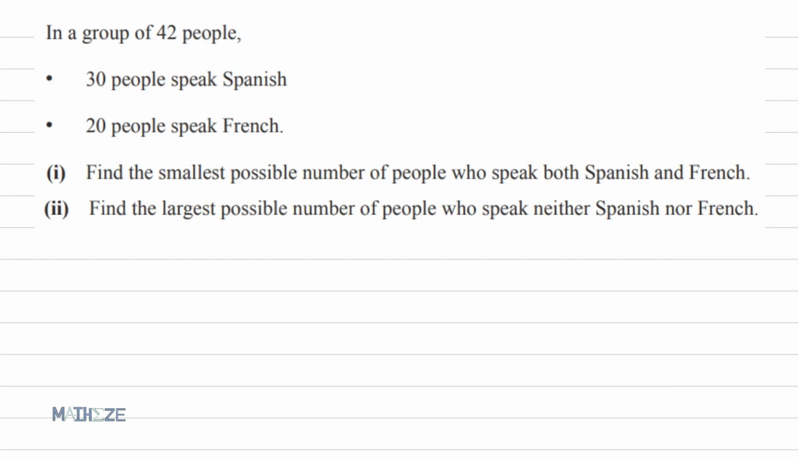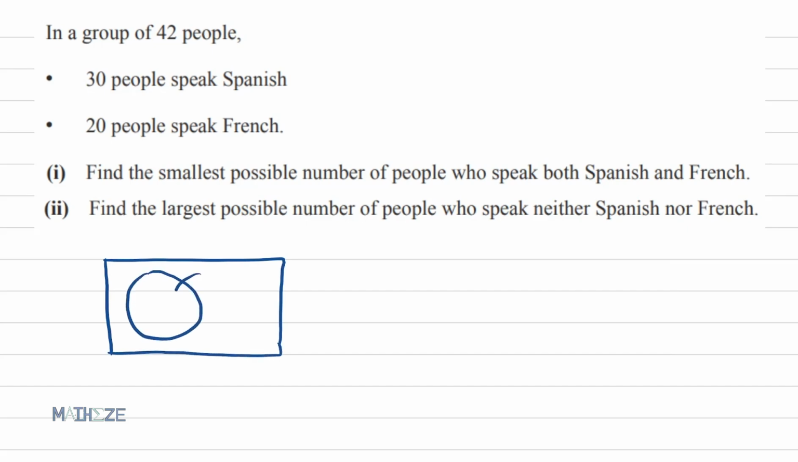Need to find out the smallest possible value. That means I need to make a diagram of least. So I'm going to make it like this, and I'm going to make two circles. Spanish, French. In the middle, I'm going to write X. There's no value given to us for people who don't speak Spanish or French, so I'm going to assume it's 0. Total Spanish are 30, so this will become 30 minus X. Total French are 20, so this will become 20 minus X.